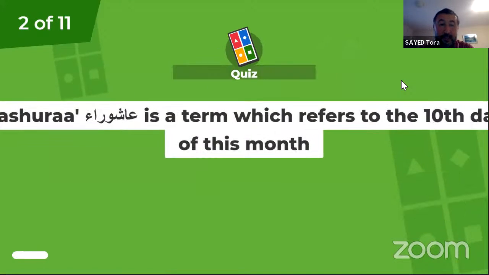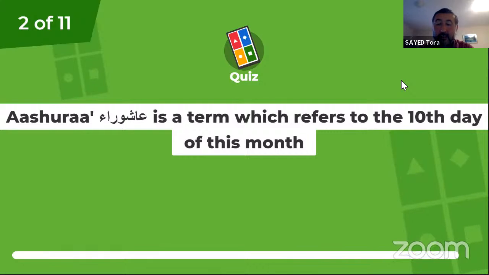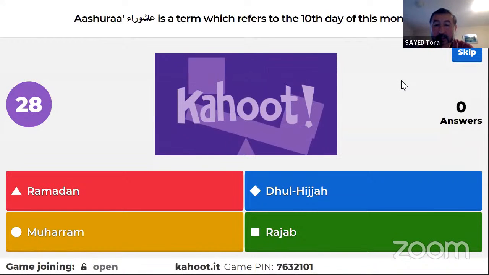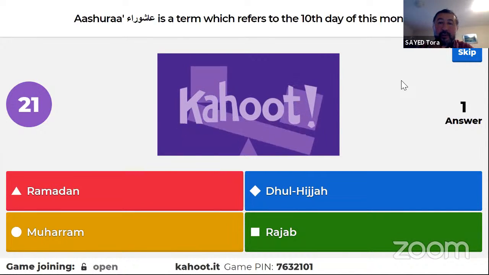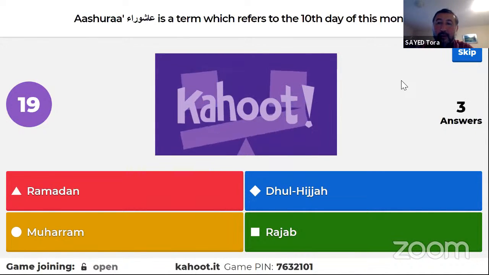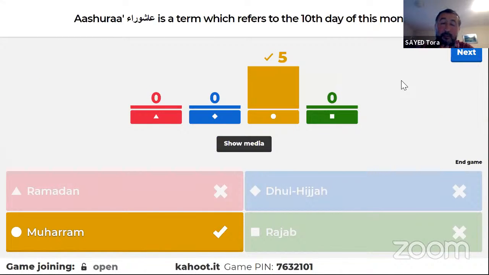Okay, next question. Ashura is the term that refers to the 10th day of which month? Ramadan, Dhul Hijjah, Muharram, or Rajab. Again, Ashura is a term which refers to the 10th day of this month. What month is that? MashaAllah, very good. All five players got it correct. The correct answer is Muharram.